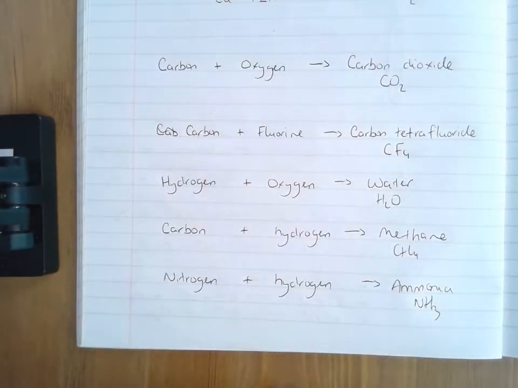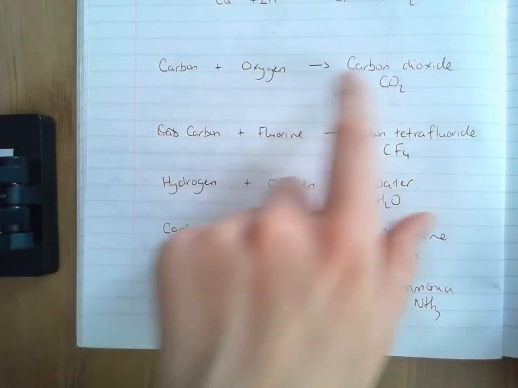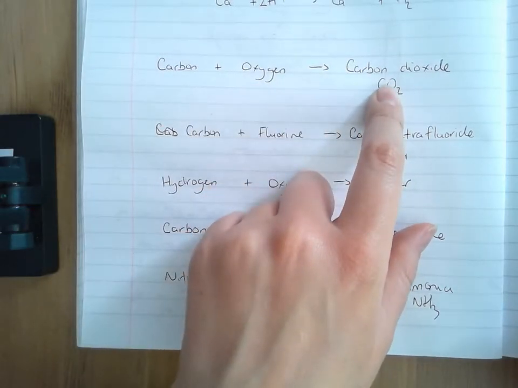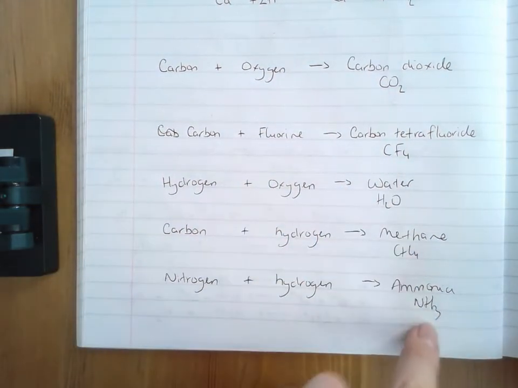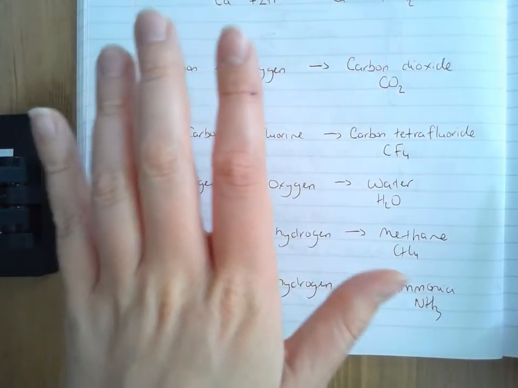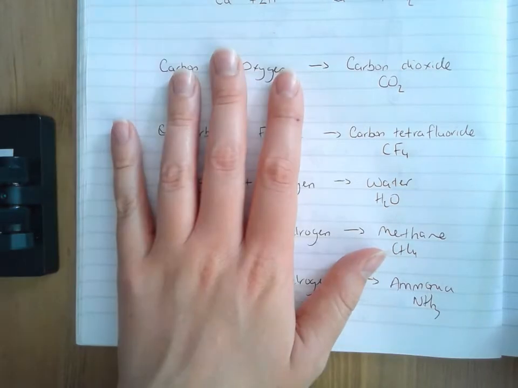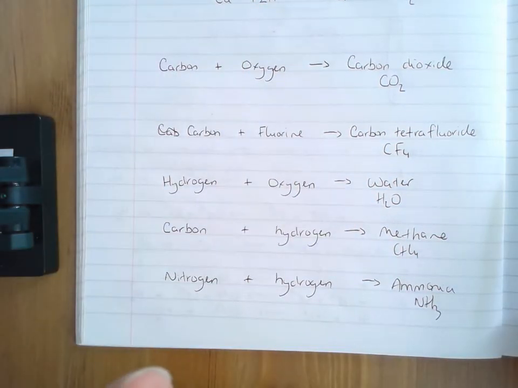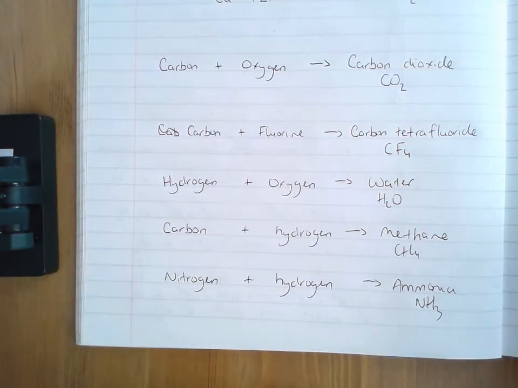So I've written down some chemical reactions for you, and I've written the word equation, and we are going to look at the symbol equation together. Okay, so the first one, carbon plus oxygen goes to carbon dioxide. I've told you in each case what the formula of the product is, but what I want you to be able to do is write the formula of the reactants. In order to do this, you need to look at your periodic table.